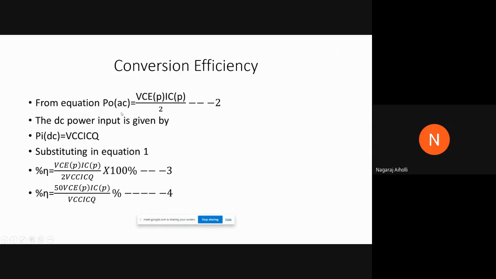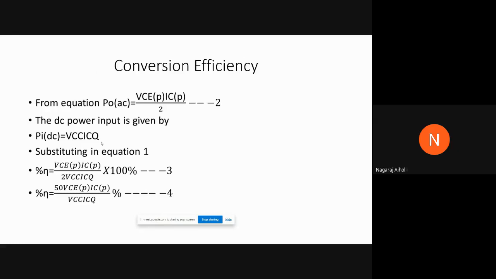Now we have already written the equation: P naught AC is equal to Vrms into Irms, where Vrms is Vm by root 2 and Irms is Im by root 2. That is how we get P naught AC as Vc peak into Ic peak divided by 2. Vc peak is similar to Vc max and Ic peak is similar to Icm or Ic max. The DC power is given by Pi DC equal to VCC into ICQ, which we have seen in our previous classes.